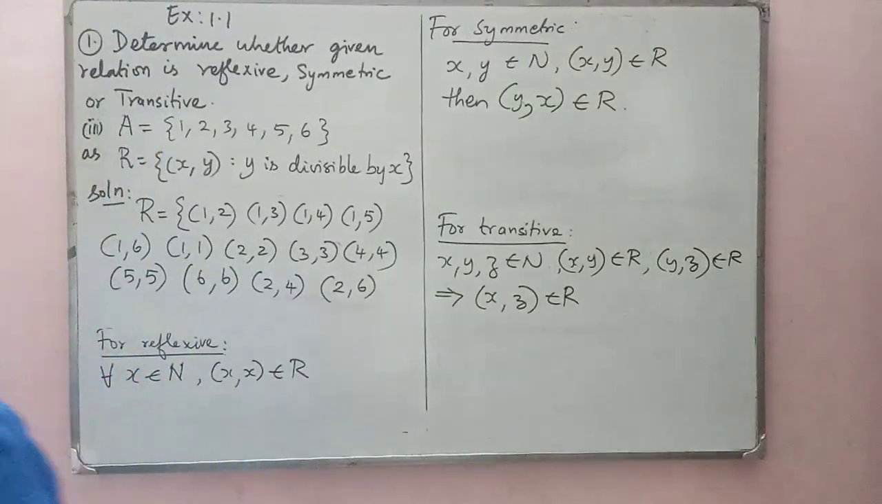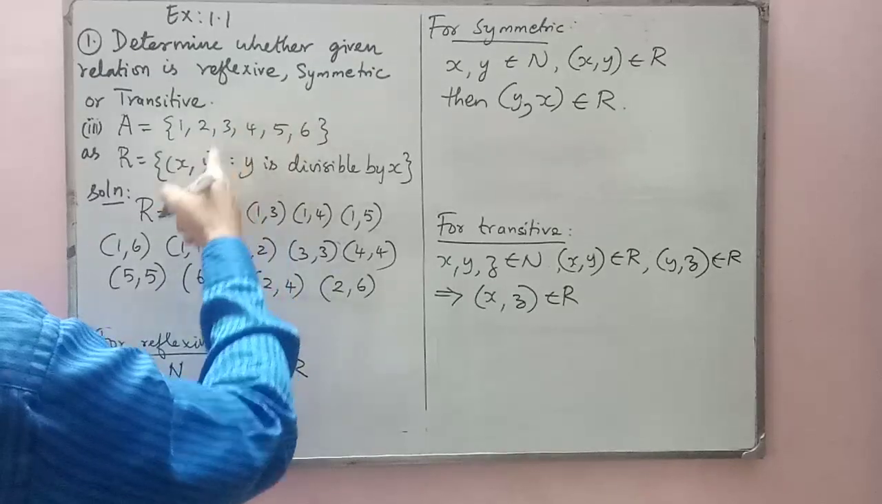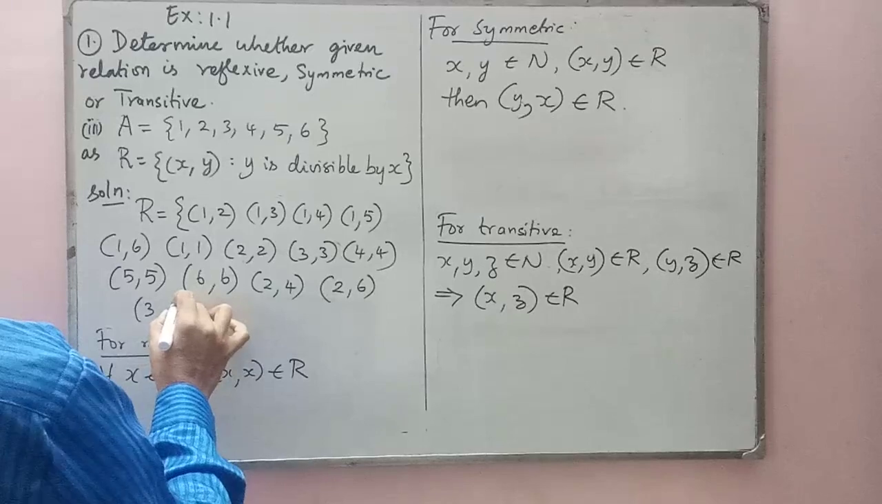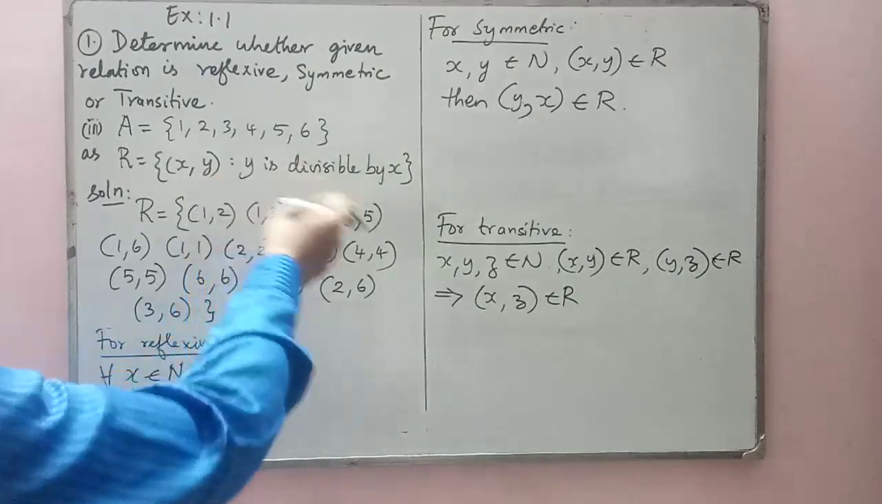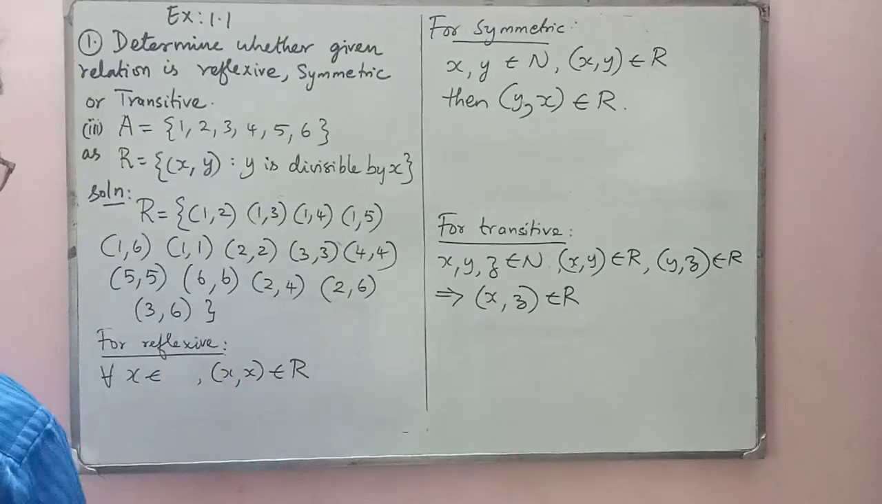Then what else is there? 4 is divisible by 3, no. 5, no. 6 is divisible by 3, yes. So (3, 6). That's all, children. No other possibilities are there. The second element should be divisible by the first element. Y is divisible by x. Okay children, do you understand? Now for reflexive, choose any one element from the set A.